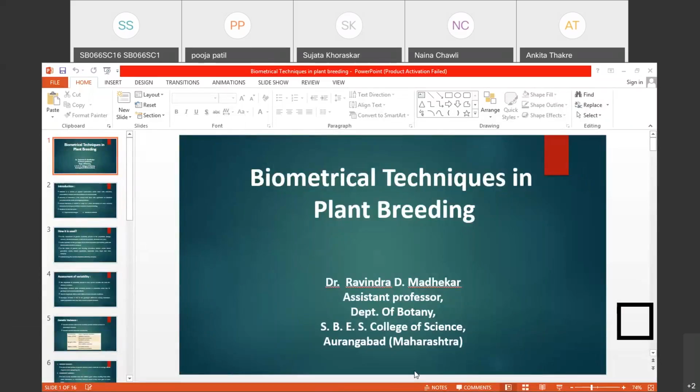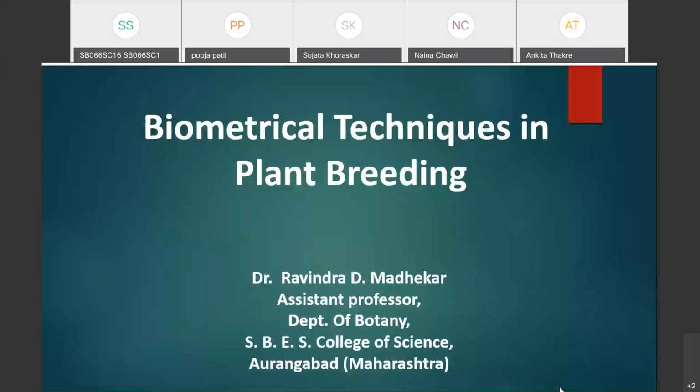Good afternoon, students. In the last lecture, we discussed the layout of field experiment, which is also called the experimental design, and also the two basic types of experimental designs. The first one we discussed was the Latin square design, and another one is the randomized block design.